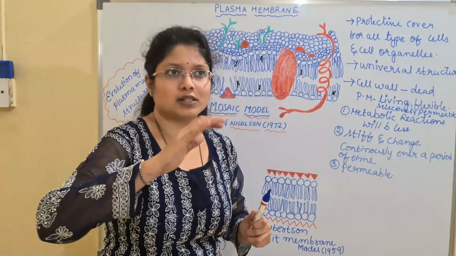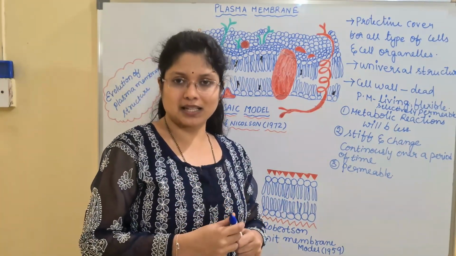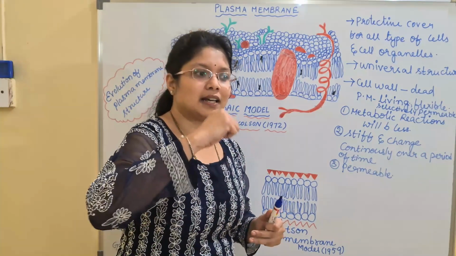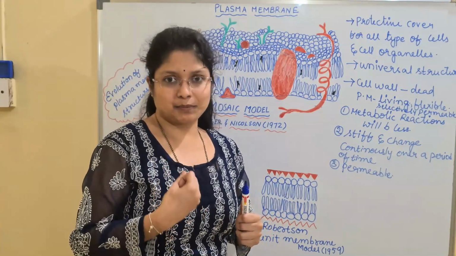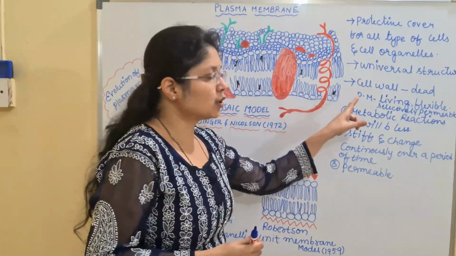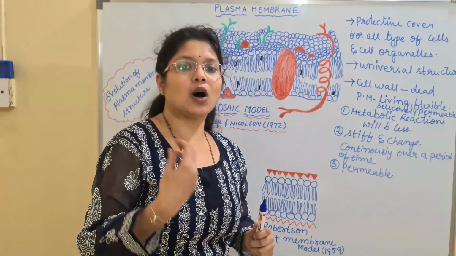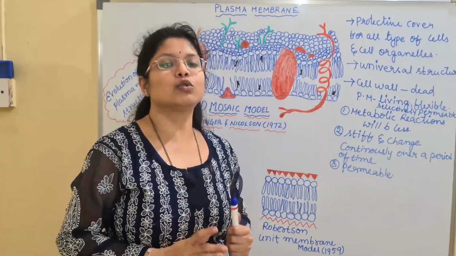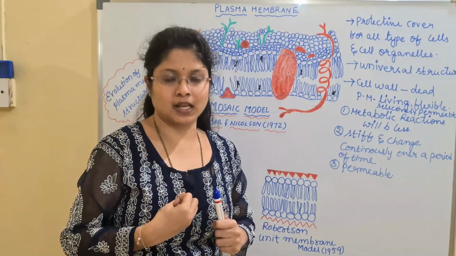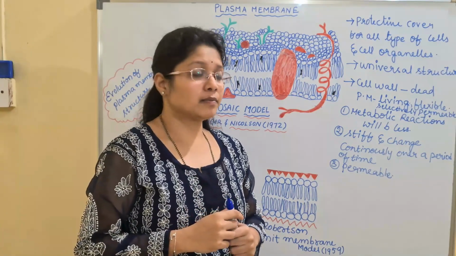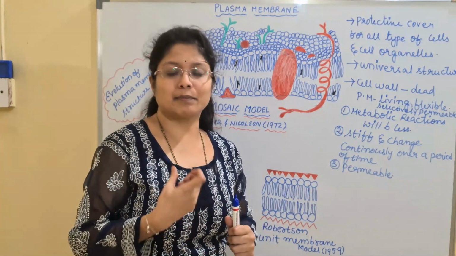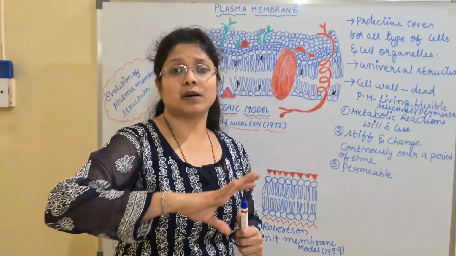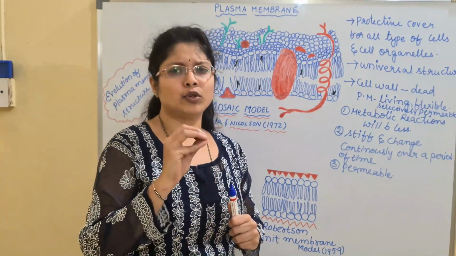If lignin is deposited or different types of substances are present, in that case the cell wall will not allow any substance to pass into it. Otherwise the cell wall will allow almost all the molecules to pass into the cell. But the plasma membrane will be unique. Why? Because it is selectively permeable. It will allow only a few substances.